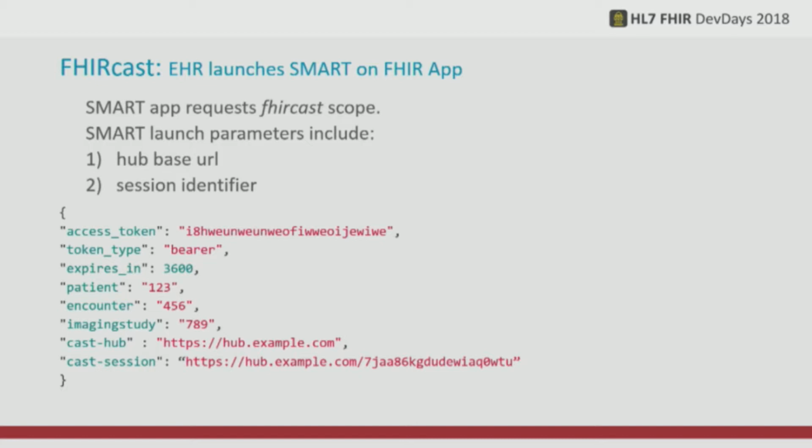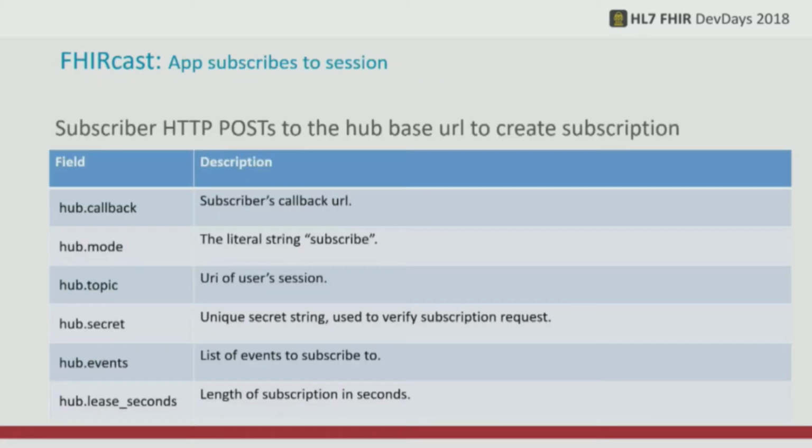In the form of a URL, we have an ID that uniquely identifies that current user operating within that EHR on that current machine. And so with those 2 SMART launch parameters, with that hub, the app can turn around and query the hub to create a subscription to that session, right? So we just got a URL that we can ask to create a subscription, and a session identifier that we want to subscribe to.